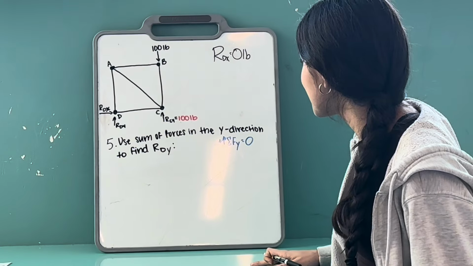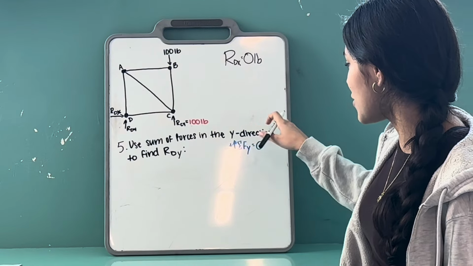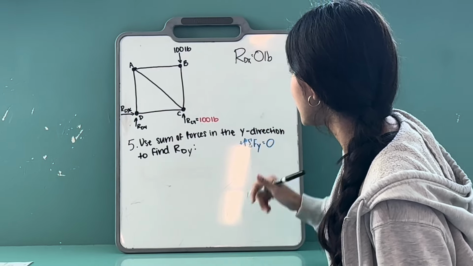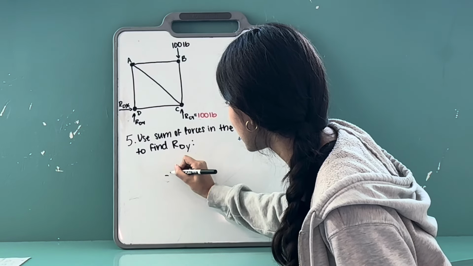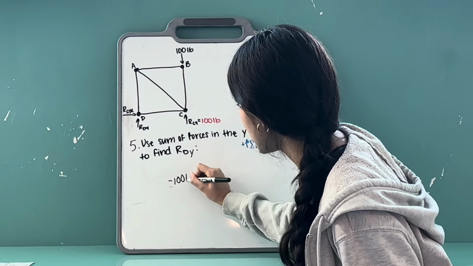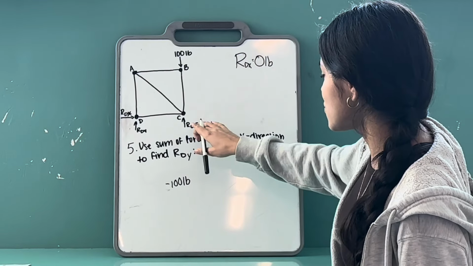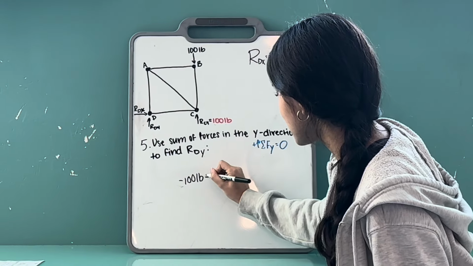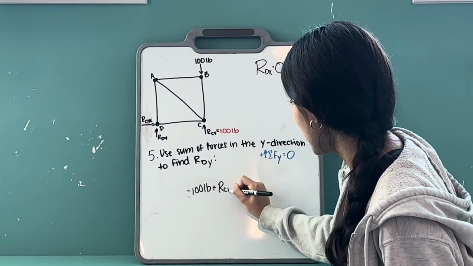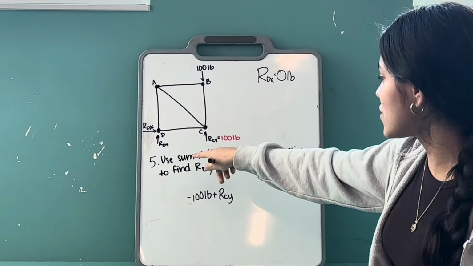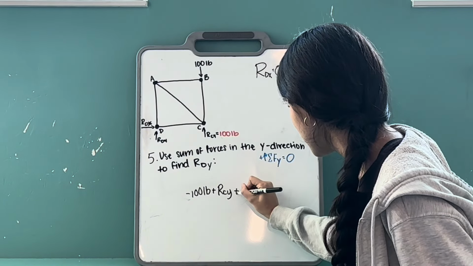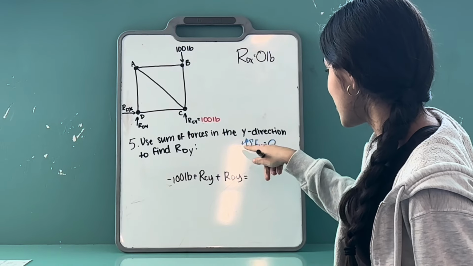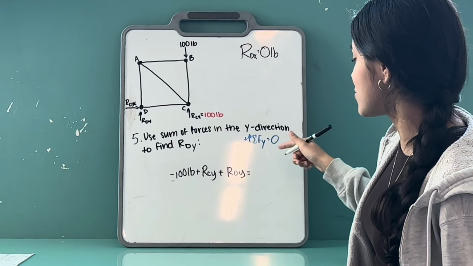Okay, so the next step, step 5, is using the sum of the forces in the y direction to find RDY, which is this one. You're going to take all your forces in the y direction, which is the 100 pounds going down, making it negative 100 pounds. Your next force is RCY, which is positive because the arrow is going up. The last one going in the y direction is RDY, which is also positive because it's going up. You set that all equal to 0, because the sum of the forces in the y direction is equal to 0.